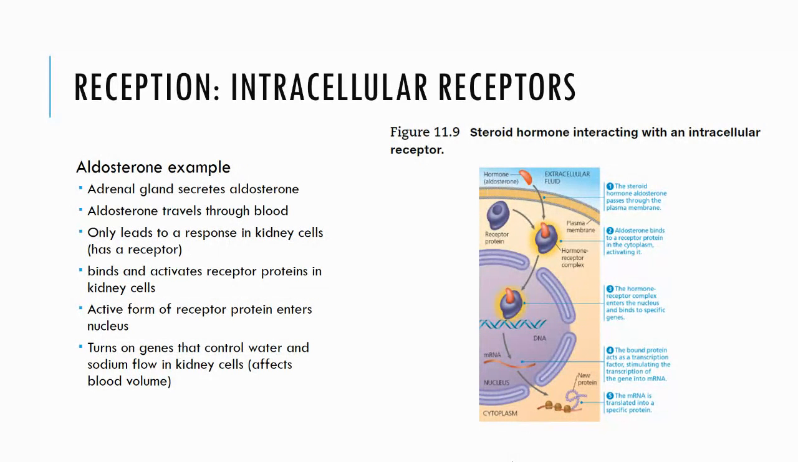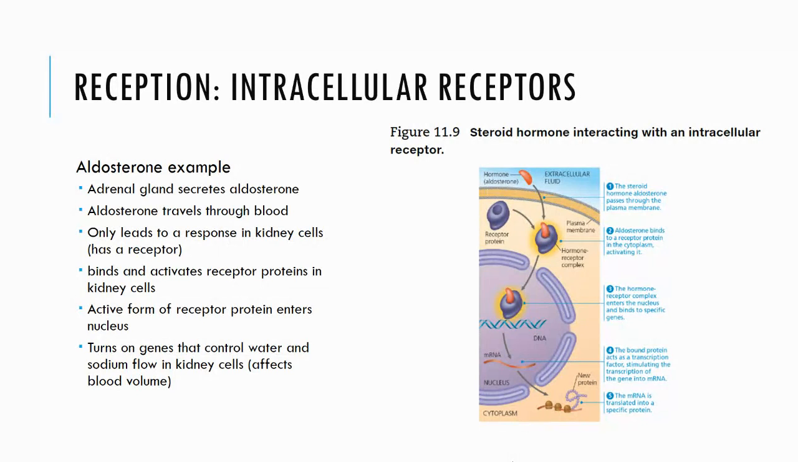This is an example of an intracellular receptor for aldosterone. The adrenal gland secretes aldosterone. Aldosterone travels through blood, but it only is going to cause a response in kidney cells because that's where the receptors for aldosterone are. It binds and activates receptor proteins in kidney cells. The active form of the receptor protein enters the nucleus, and it turns on genes that control water and sodium flow in the kidney cells, which ultimately affects blood volume, which you can see in the picture as well.